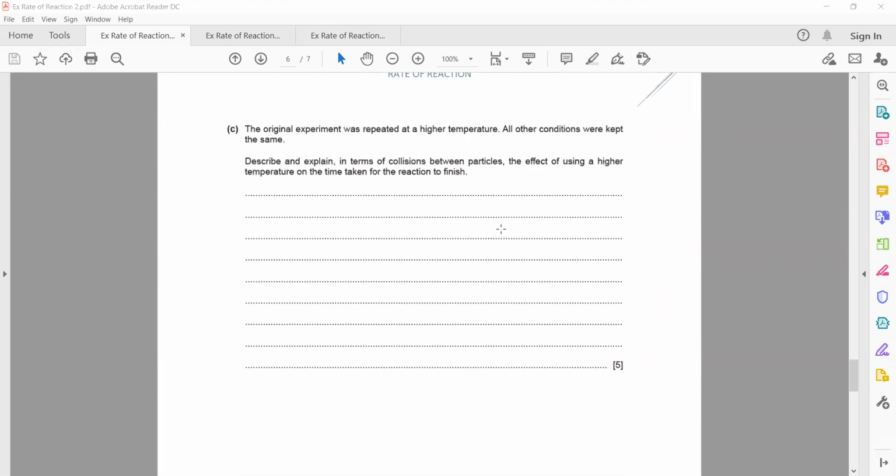Then the original experiment was repeated using a higher temperature. All other conditions were kept the same. Explain in terms of collisions. You can see it's a five mark question. So what is the distribution of the marks? It's always important to understand the distribution of the marks or the points which are important when you want to answer these types of questions.